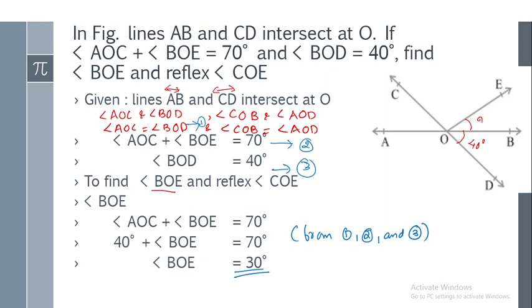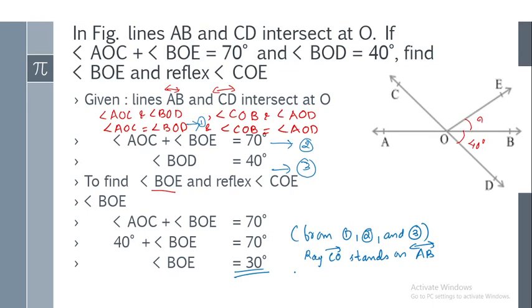Tell me. Yes, ma'am. If you consider ray CO stands on the line AB, okay, ray CO, then by the linear pair axiom, we can say that the straight line AB is equal to 180 degrees. The sum of two angles is equal to 180. Stop, one second.